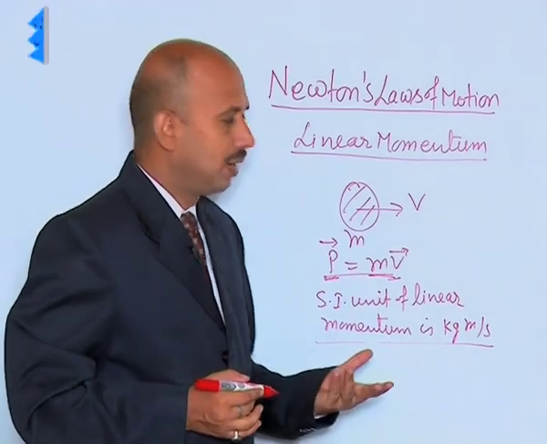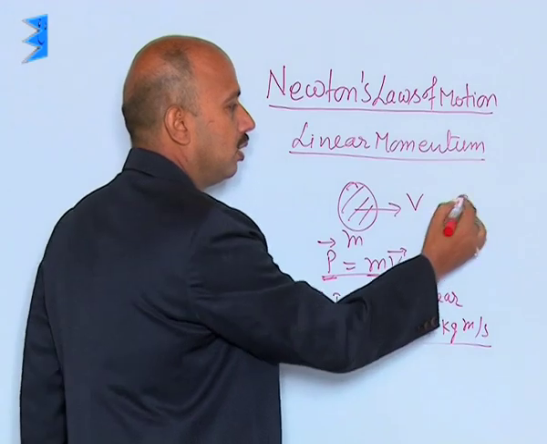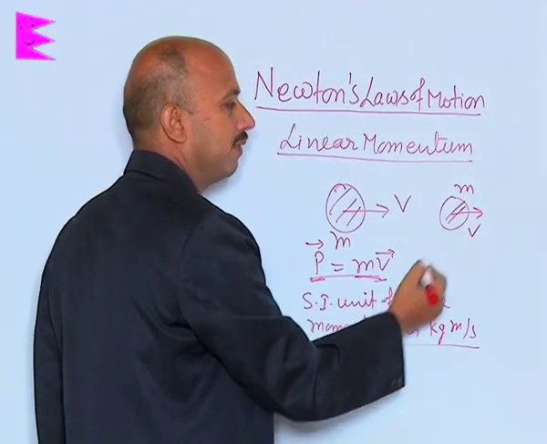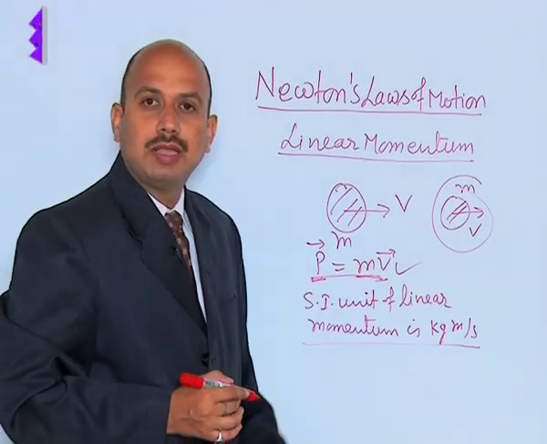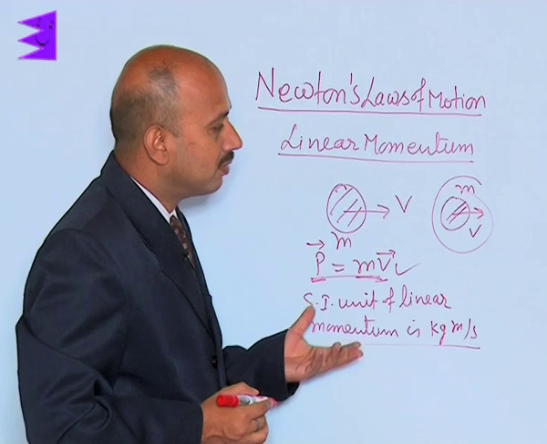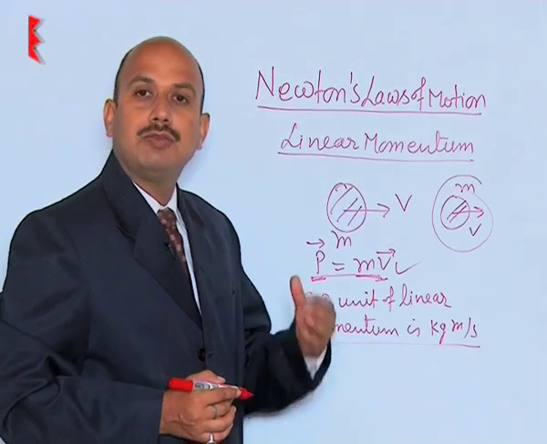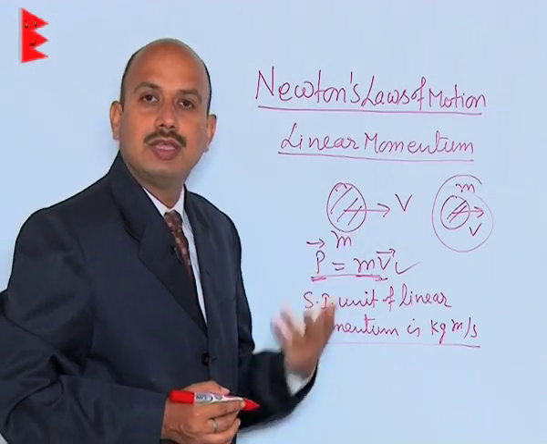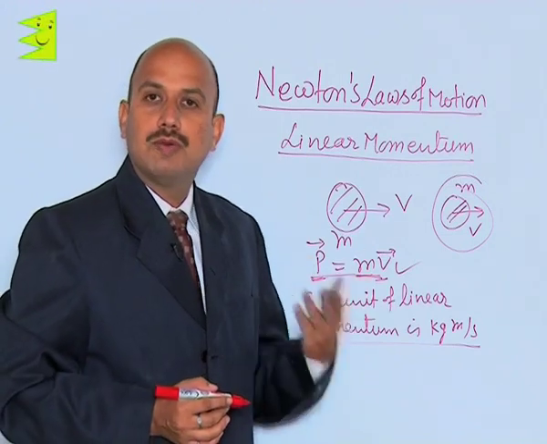Suppose you take an example like a ball. If you have taken a cricket ball like this, its mass is m and it is moving with velocity v, it has linear momentum p is equal to m into v. But if you take a bus, it also has mass and it is moving with the same velocity as the ball is moving. So, the bus will have larger linear momentum because its mass is larger. So, linear momentum is directly proportional to mass and directly proportional to velocity also.